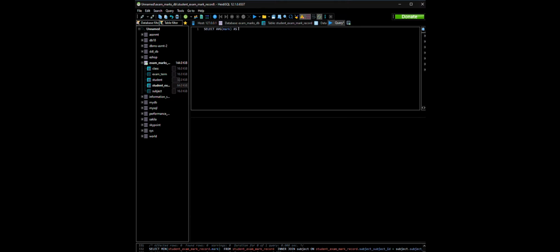So we just need the name as term 2. Find the average. Yeah, term 2 Amanda Moses. Average is what we will name this column from student exam mark record. We are going to join in 3 tables: the student table on student exam.